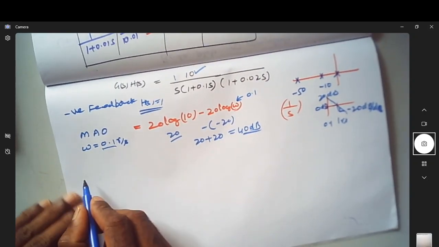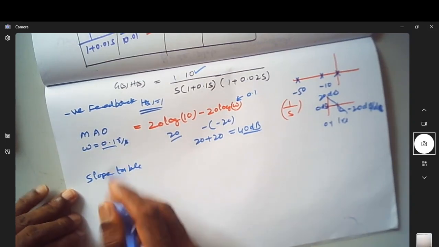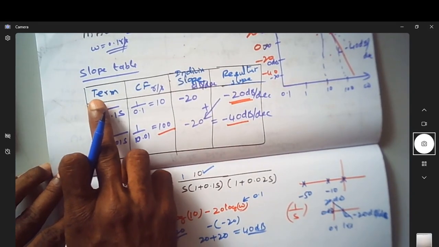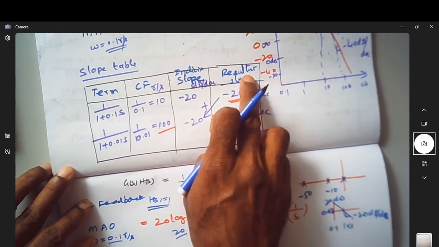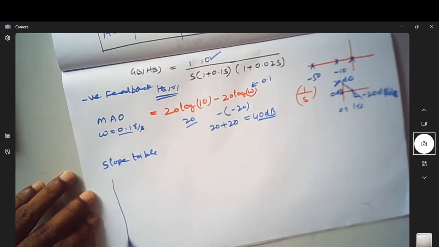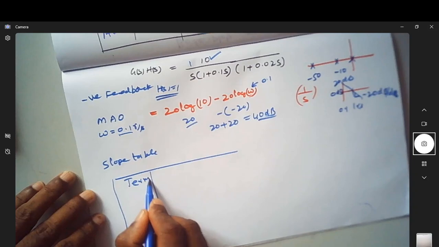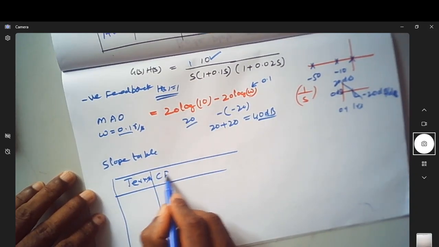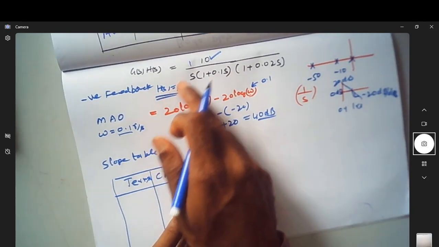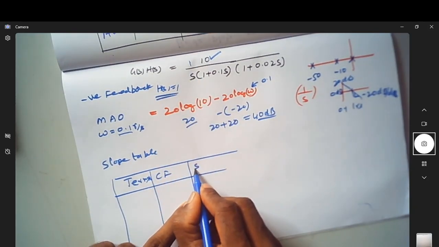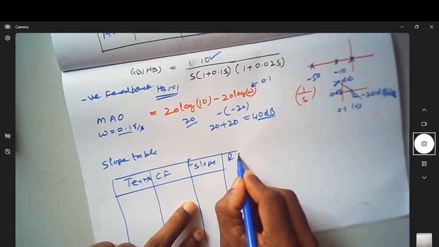So let us now write the slope table. While writing the slope table, I have to concentrate on these parameters: terms, cutoff frequency, individual slope, and resultant slope. So let me start with the terms. These are the terms, and I have their cutoff frequency, the slope of the individual term, and this is the resultant slope.